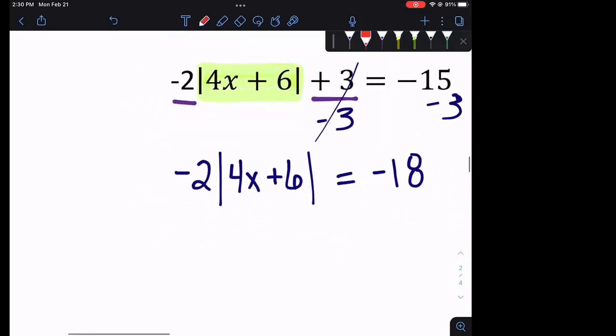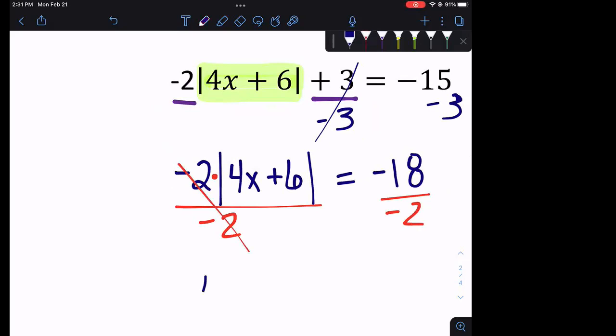So that -2 is being multiplied by the absolute value bars. So there's a little multiplication symbol in there that's not written, it's just understood. So to get rid of that -2, we're actually going to divide both sides by -2. So that's going to cancel those, leaving us with 4x plus 6 on the left equals +9.